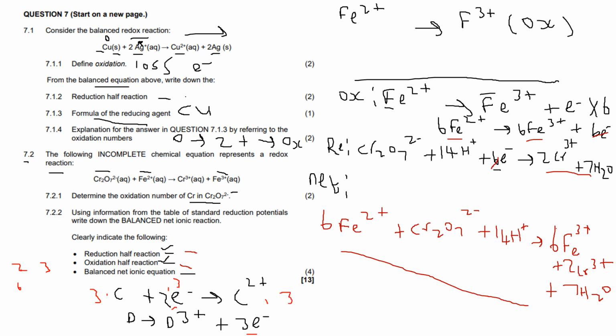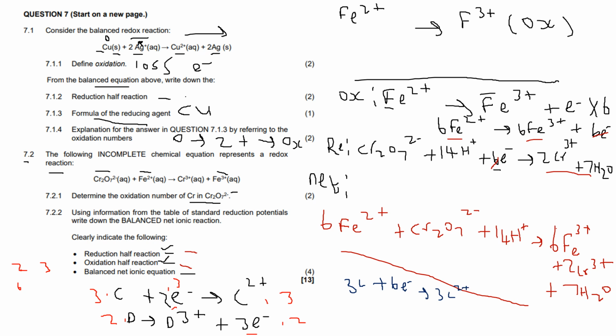Here I've got 3 electrons. How do I make them 6? I'll multiply everything by 2, also by 2, because the aim is to make them 6. Once you multiply everything by 3, the one on top will come back like this: 3C plus 6e minus, forming 3C2+.